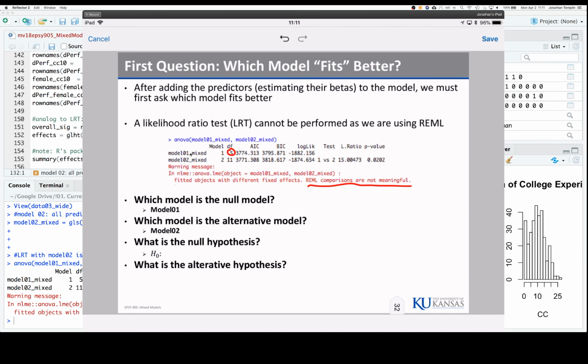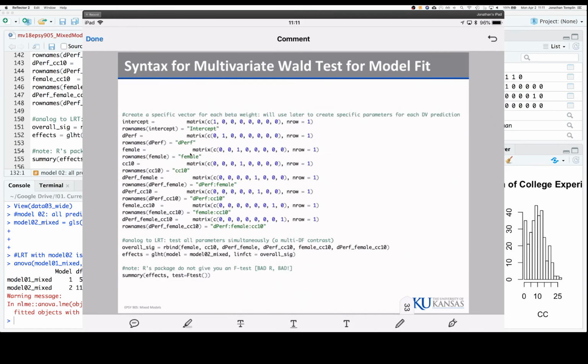So what is the null hypothesis here? The null hypothesis is that all new betas in model 2 are equal to 0. The alternative is that at least 1 new beta in model 2 is not equal to 0. Right? So this omnibus test that we're doing is testing for a difference in one of the new betas that happens to show up in model 2. So how do we do that? Well, the multivariate Wald test can again be achieved by using GLHT.